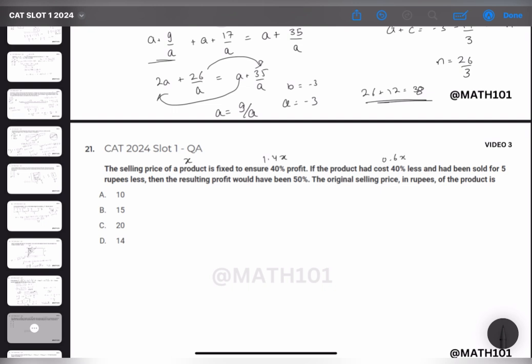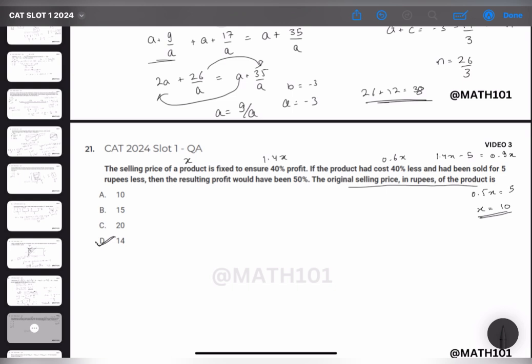Sold for 5 rupees less, which is 1.4x minus 5. Then the resulting profit would have been 50%. So this would have been 0.9x, because 0.6x into 1 plus 50% is 1.5. So we get 0.5x is equal to 5, which means x is equal to 10 rupees. Then the original selling price in rupees is 14.